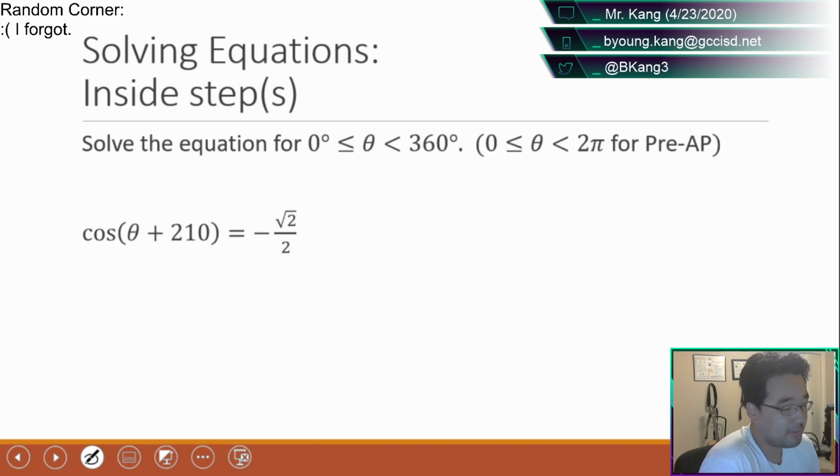What if you have a step on the inside? So notice how there's a plus 210 inside the parentheses, inside the cosine. This means we have to look up our solutions on the trig chart, and then we have to do a bunch of stuff to the answers. So cosine of theta plus 210 equals -√2/2. Well, the 210 is inside the cosine value, so cosine's already solved for. So that means I can go ahead and look up -√2/2 for cosine already.